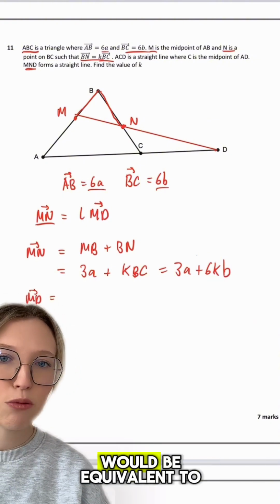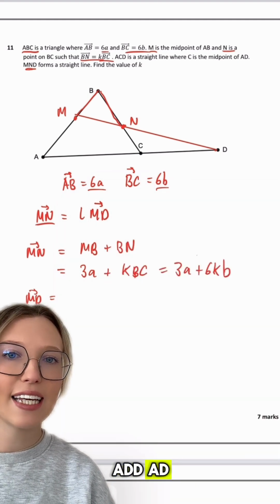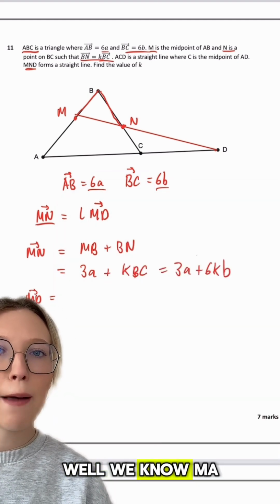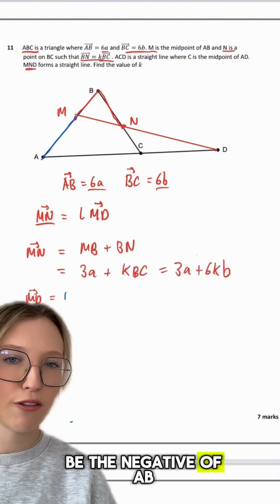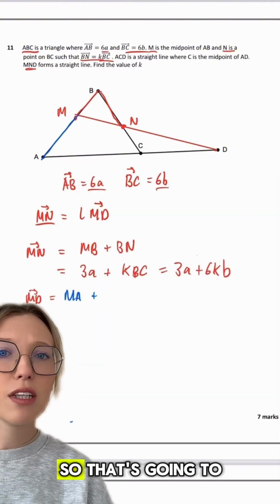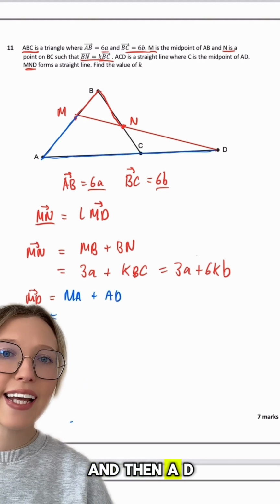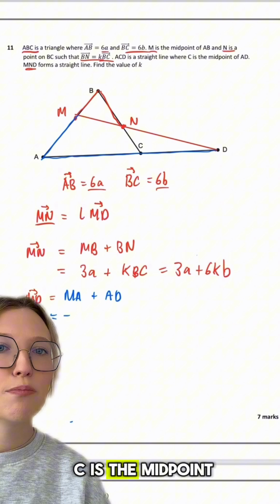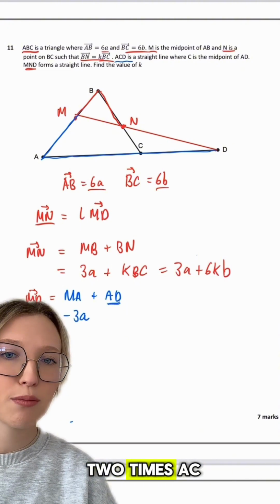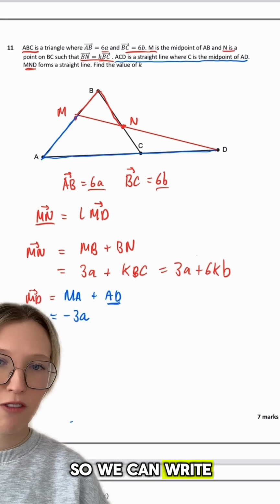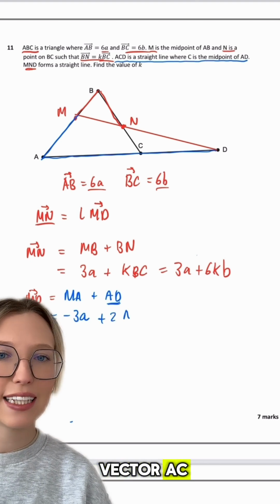Now let's take a look at finding a way to write MD. MD would be equivalent to MA, if we go down here in blue, add AD. MA is just going to be half of BA, which is the negative of AB, so that's going to be minus 3a. And AD, we know that C is the midpoint of AD, so AD is just going to be 2 times AC. So we can write minus 3a add 2 times the vector AC.